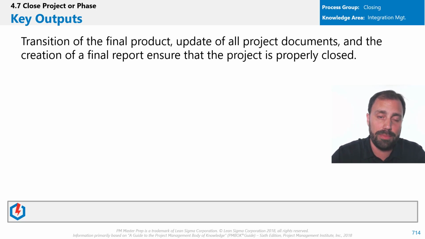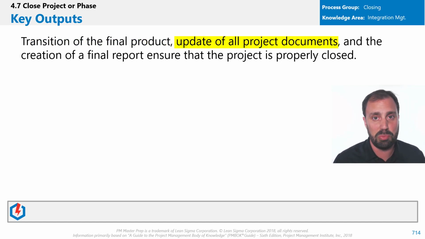All right, so the output. Like we said, big thing in the output is the transition of the final product to the customer. That's what we're trying to do here. Additionally, we're updating all the documents. That's big, big, big. Like I said, what's the big document we're updating? One of the big ones, lessons learned register.